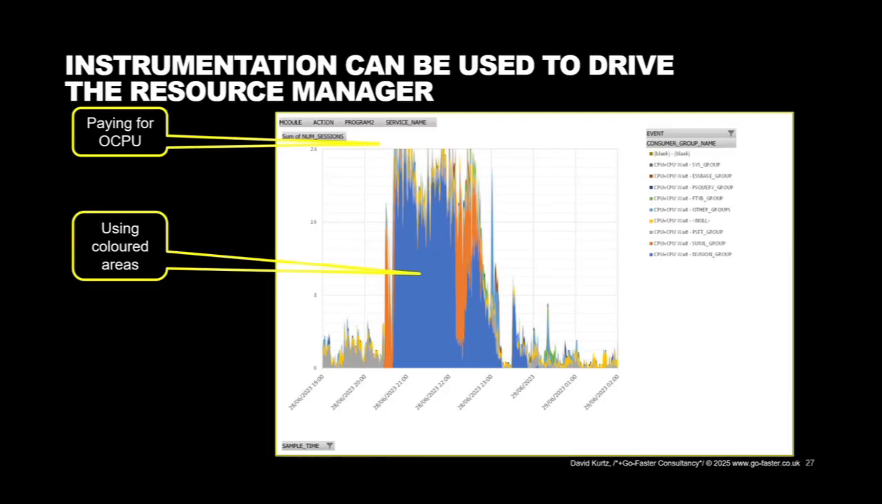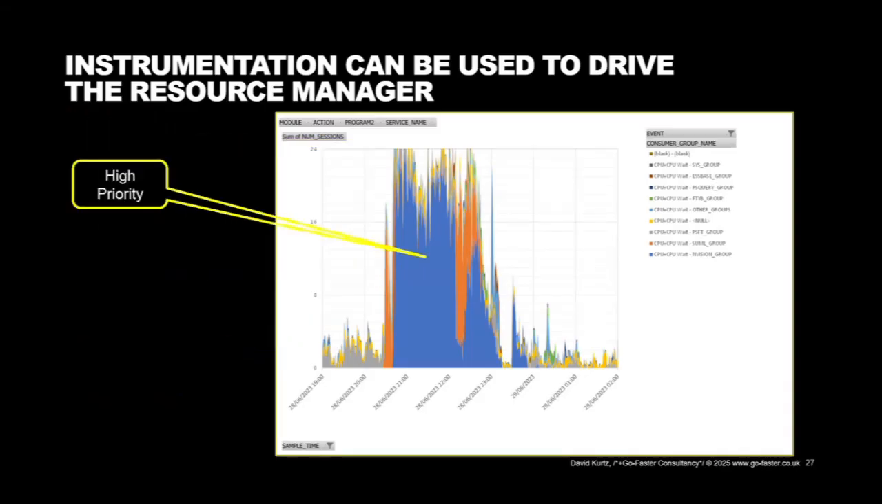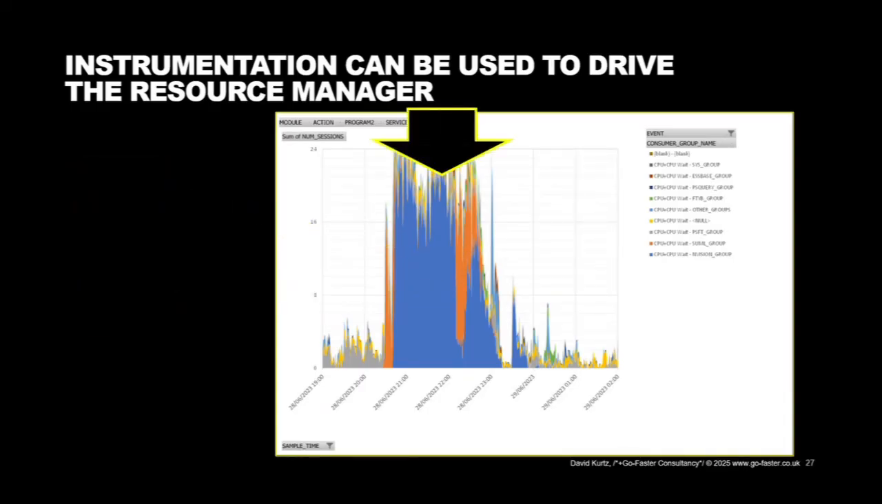They're using the colored areas, but they're paying for the white areas and they're not using them. So they're not getting return on investment for the white areas. The blue areas are high priority, so the resource manager prioritizes that over the lower priority processes. And in fact, those lower priority processes were deferred until troughs in the high priority utilization occurred and enabled them to progress. So over time, we've been able to reduce the CPU availability.